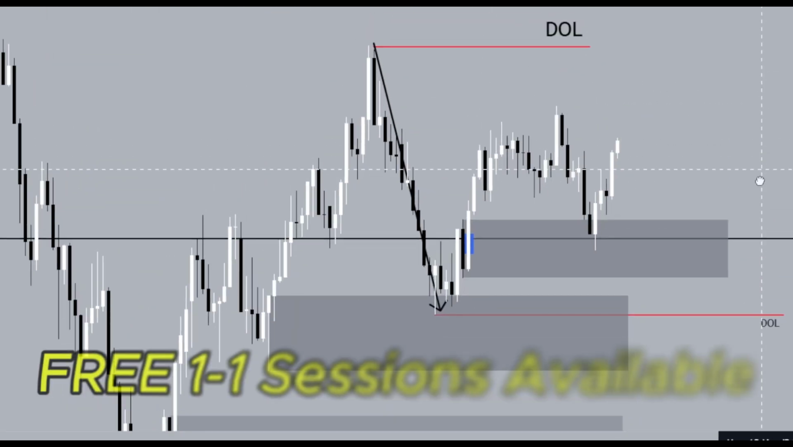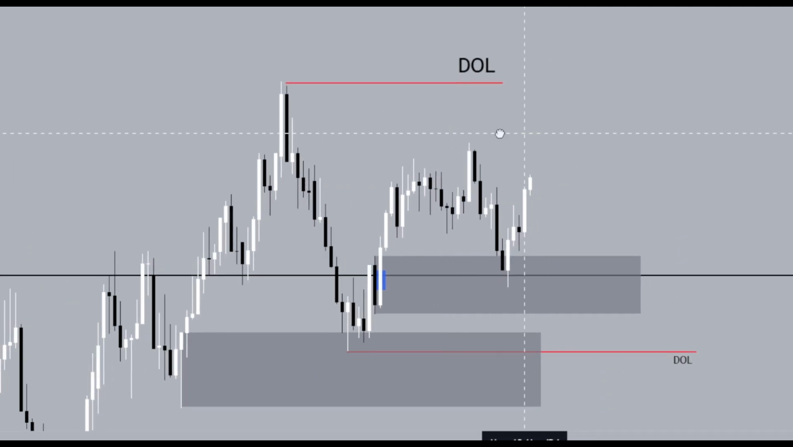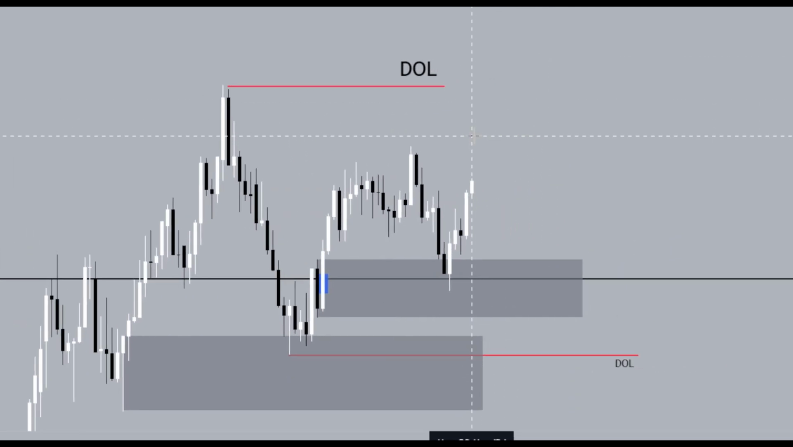Again, marking out structure is a separate video. I've covered this in other videos, so I recommend checking those out as well. But this is a weak structural high. And the reason why this is a weak structural high is because it hasn't broken a new low. So this is an area of liquidity, and it's the next draw on liquidity.